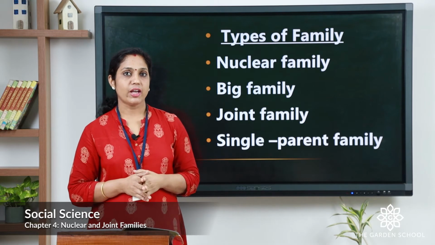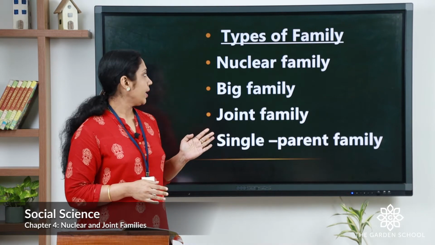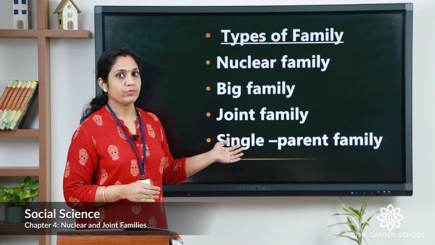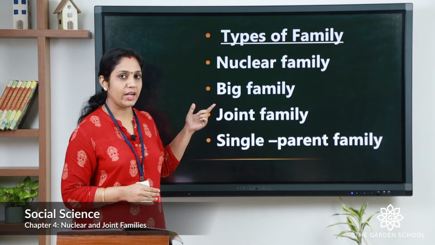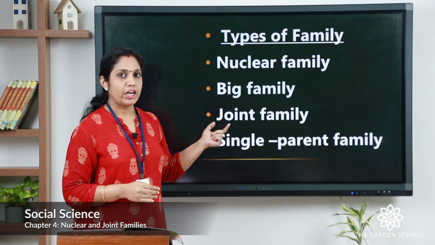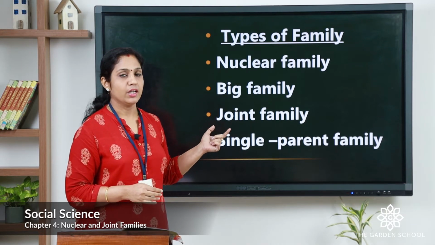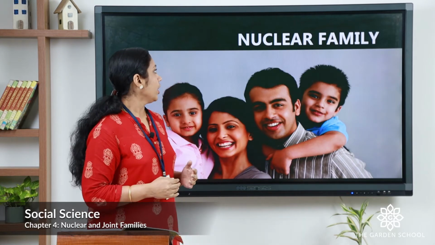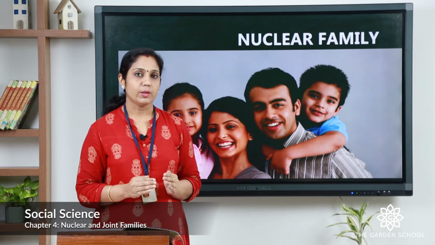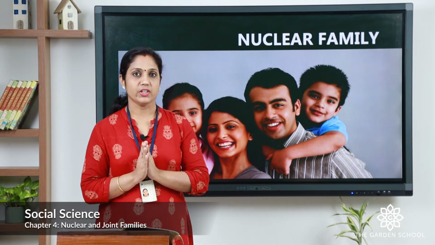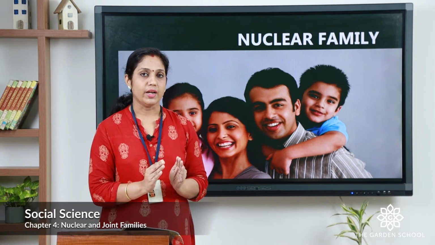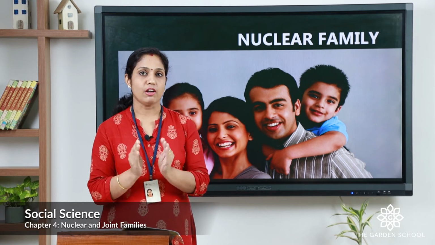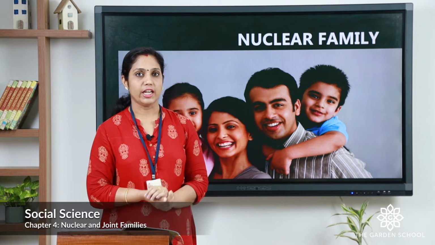The different types of families are nuclear family, big family, joint family, single parent family. Now let's check what is nuclear family. In a nuclear family, there will be parents and their children. So a nuclear family consists of parents and their children. It will be a small family.